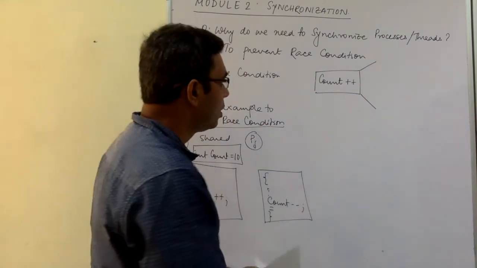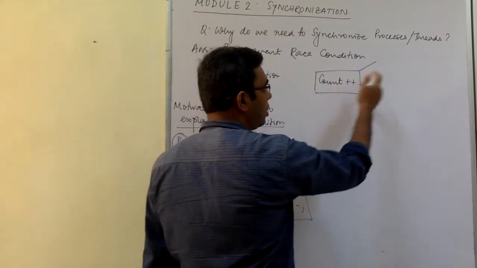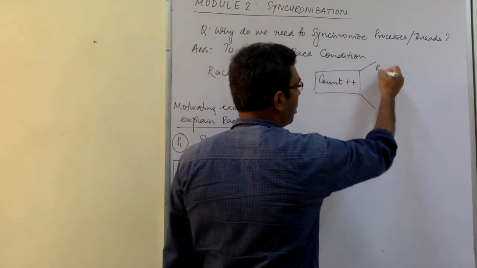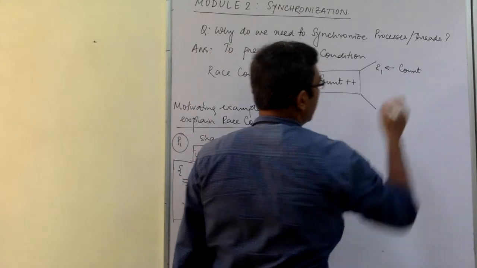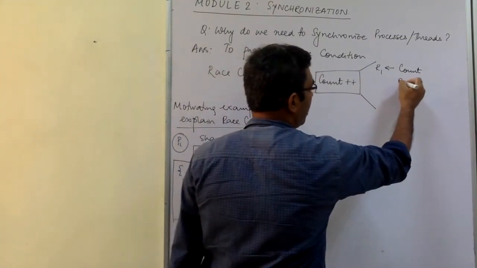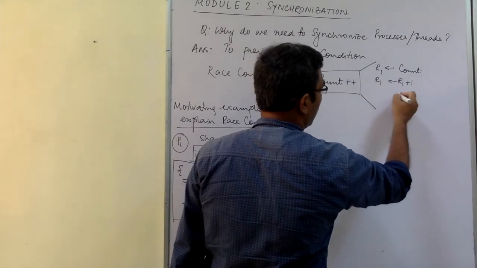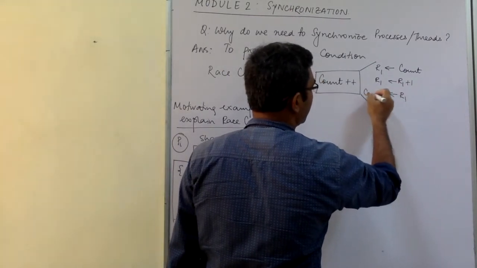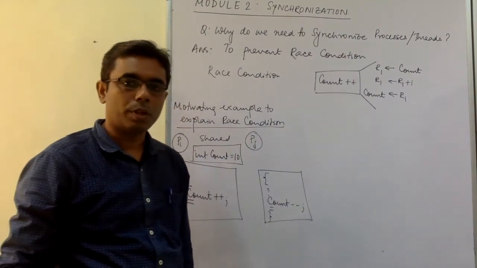What are they? The first is you read the initial value of count into some temporary variable called, let's say, R1. Then you increment R1, and then you write the updated value of R1 into count. This is what we do.